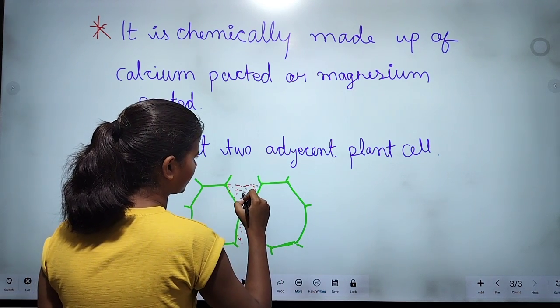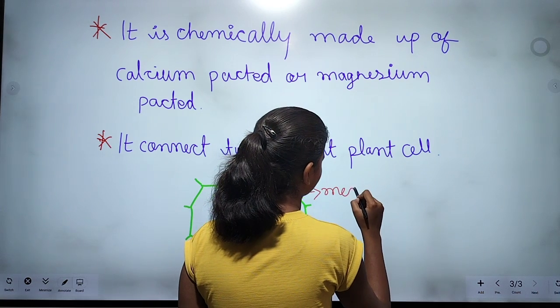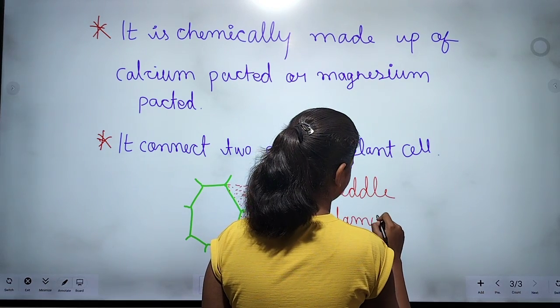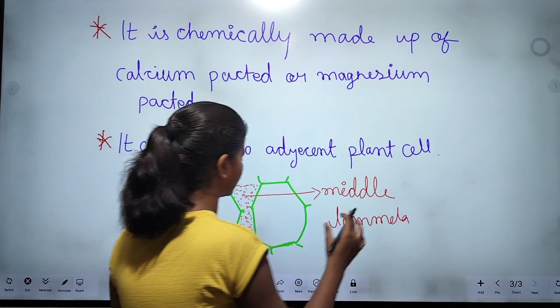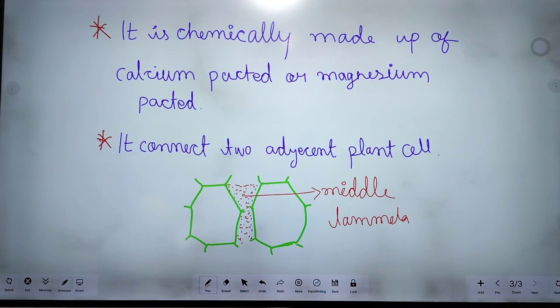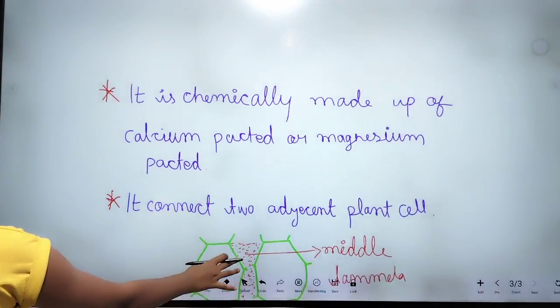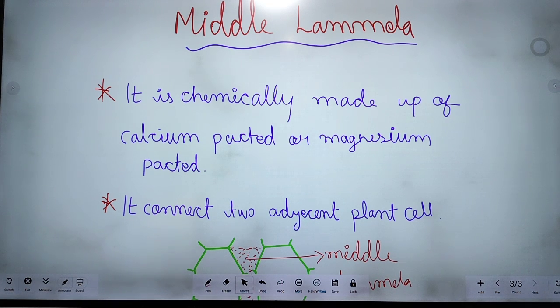This one is our middle lamella, that is present between two cells, and it helps to connect two adjacent plant cells. So this is about middle lamella, that it is chemically made up of calcium pectate or magnesium pectate, and it connects two adjacent plant cells.